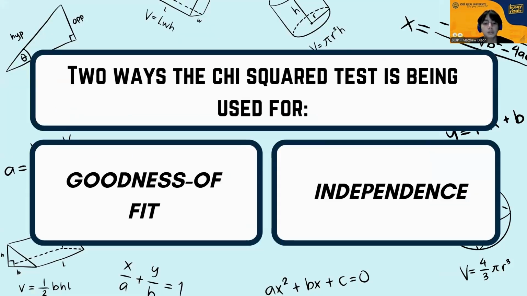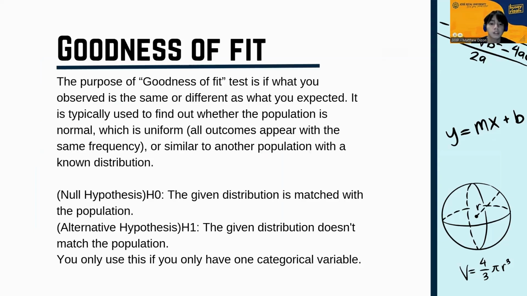So, there are two types of the chi-square test, which is called the goodness of fit and independence. So, the purpose of the goodness of fit test is if what you observe is the same or different as what you expected. It is typically used to find out whether the population is normal, which is uniform, or similar to another population with a known distribution.